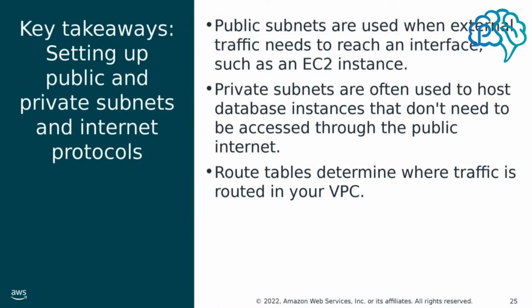Now, some of the key takeaways here would be that a public subnet is used when external traffic needs to reach an interface, like an EC2 instance.